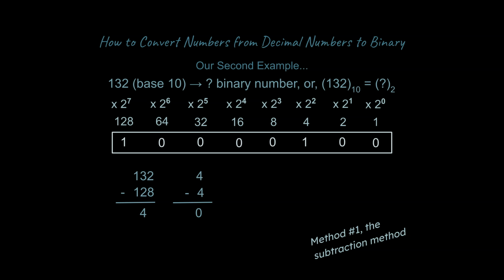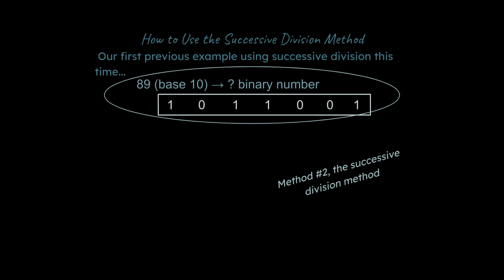Now what I want to do is show you a second method, which is the division method. We're going to use the same two examples and show you a different way of solving for this. So this is our answer previously. We start with 89 and we're going to convert that to a binary number. Now instead of doing subtraction, we're going to do successive divisions by 2. So we could say 89 divided by 2. What is that? Well, I know 88 divided by 2 would be 44. So it'd be 44 with a remainder of 1. That's how we would write this.